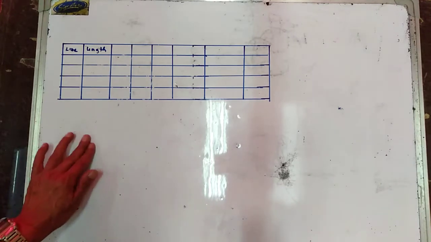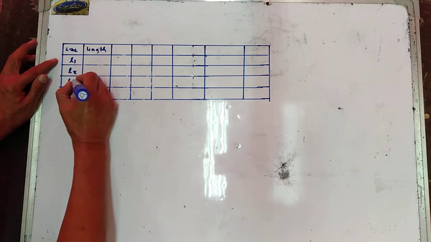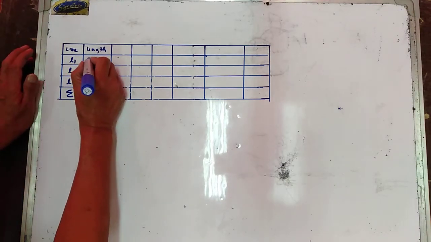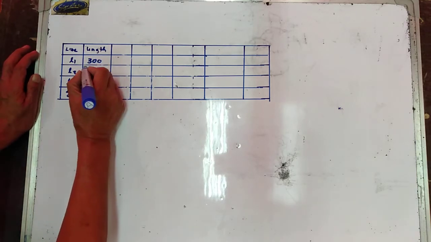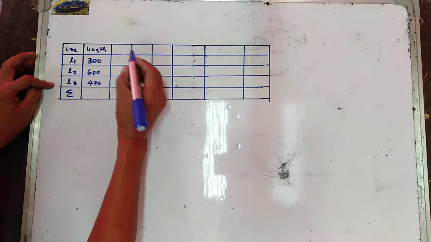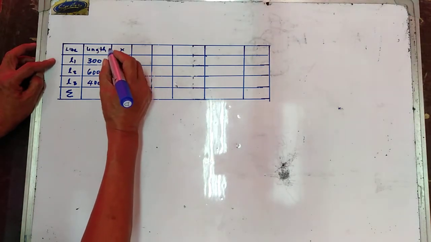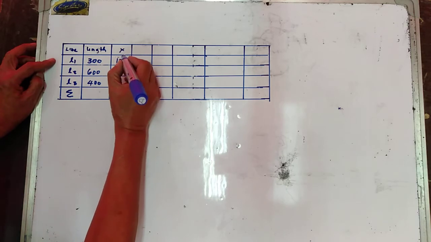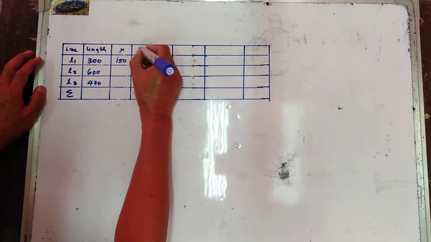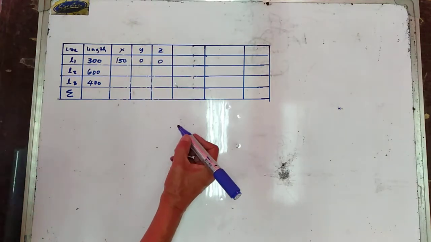So, let us tabulate the result. You have your line. So, we have your L1, we have your L2, and this is your L3, and that is now your summation. And then we have the length in millimeter. That one is 300. The L2 is 600 mm, and L3 is 400 mm. So we have your X. So your X for L1 is 150 millimeter. Then for L2, so for X, and then we have your Y for L1 is equal to 0. Z for L1, that one is equal to 0.